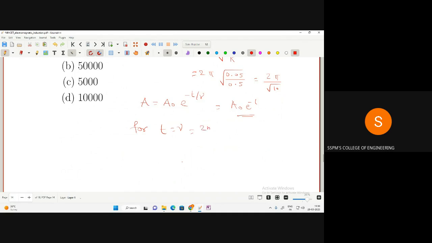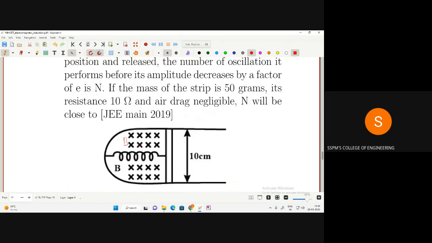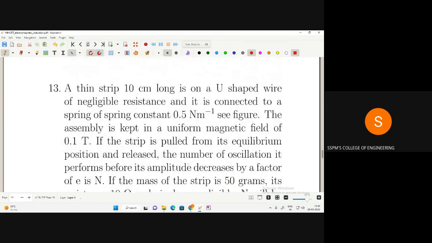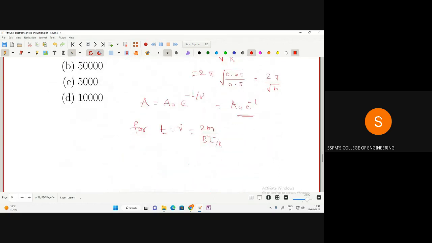given as 2m divided by b square L square divided by r, where m is the mass, b is the magnetic flux density, L is the length of the wire, length is given as 10 centimeter, length of wire, and r is the resistance.